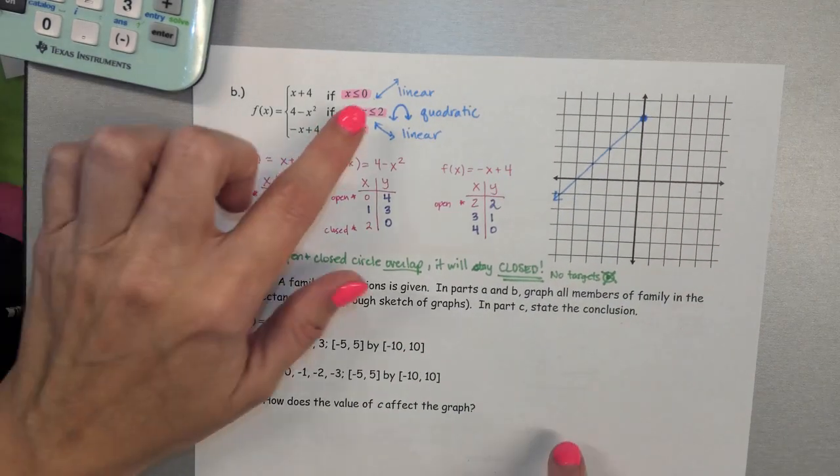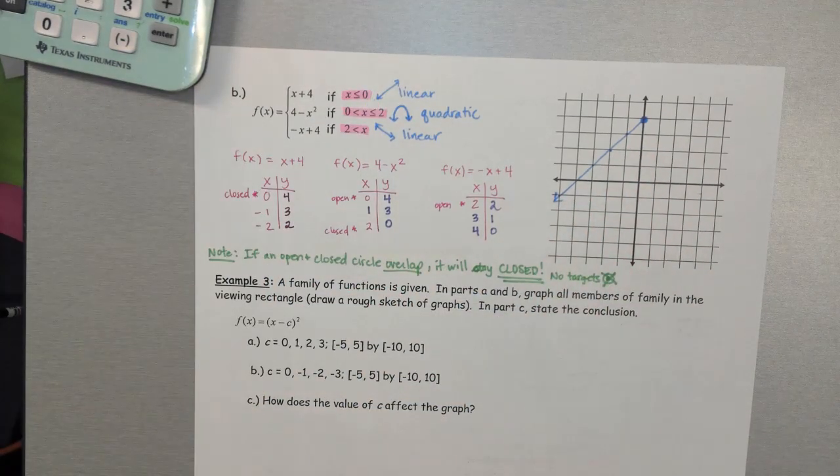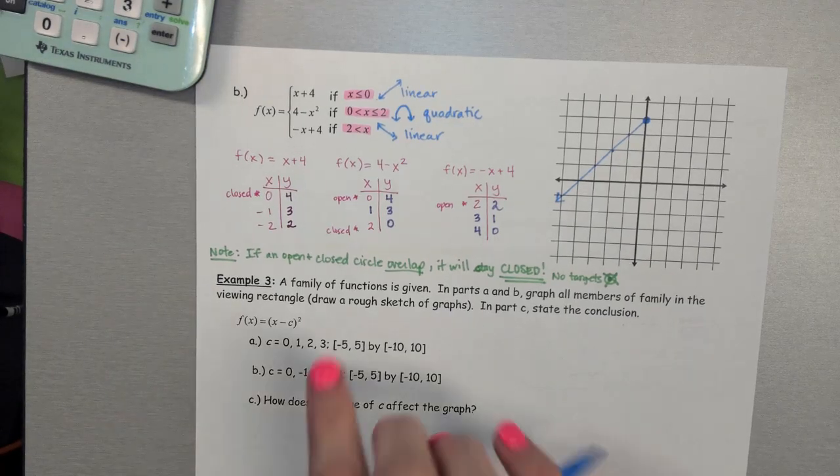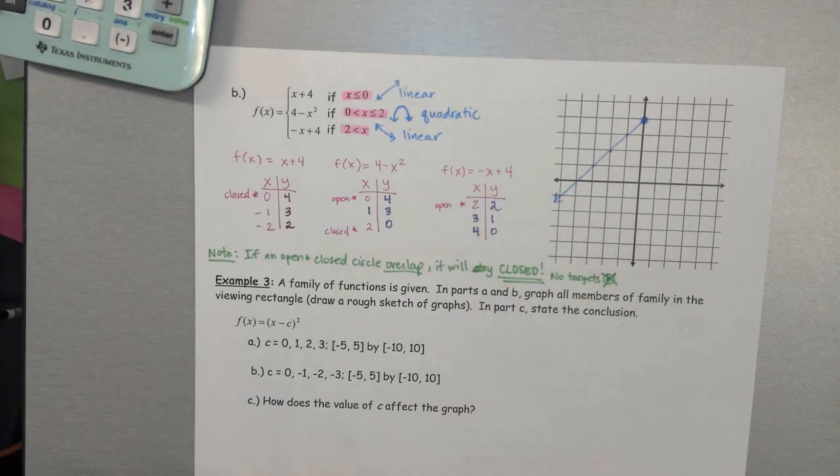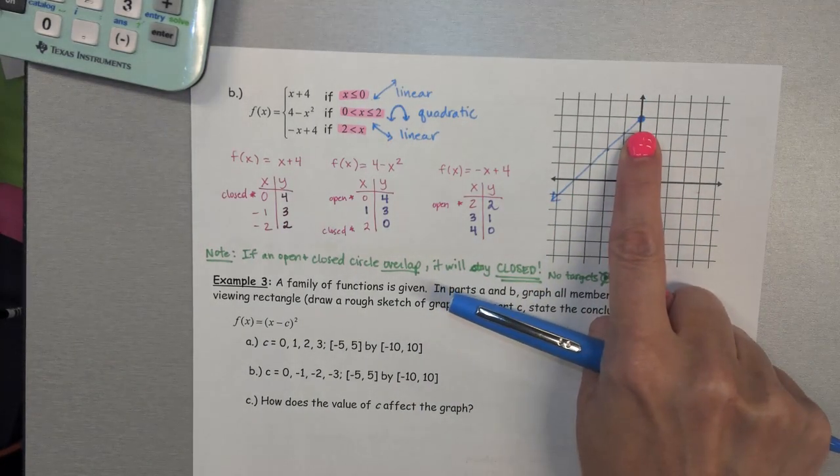Okay, and see how it matches what I drew? It's going up from left to right for all the values where x is less than or equal to 0. Now we're going to have our quadratic. So this is open, so I am not putting an open circle around it. It's just staying closed. It's going to stay how it is.